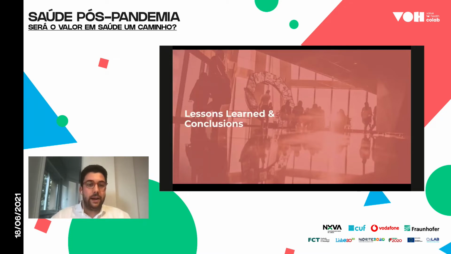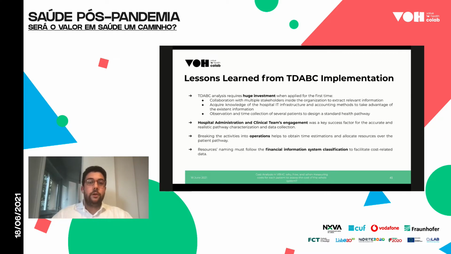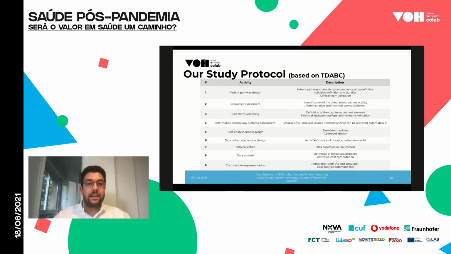So what we learned from implementing the TDABC is that cost-related data is dispersed among the different hospital information systems, the financial system, the accounting, the human resources system. So we must have a deep knowledge of the hospital IT infrastructure and the accounting methods to take advantage of the existing information. And involving all clinical and non-clinical hospital staff is key for the success of this cost analysis. Based on our experience so far, we are still working on developing this study protocol based on the TDABC. And who knows if next year we'll be able to show it to you.